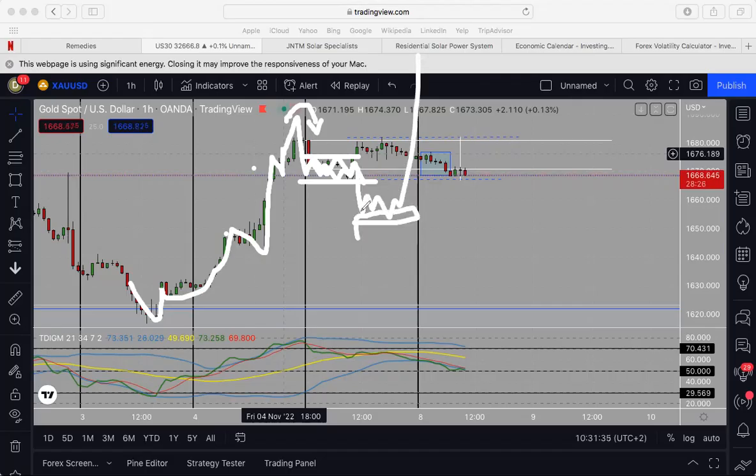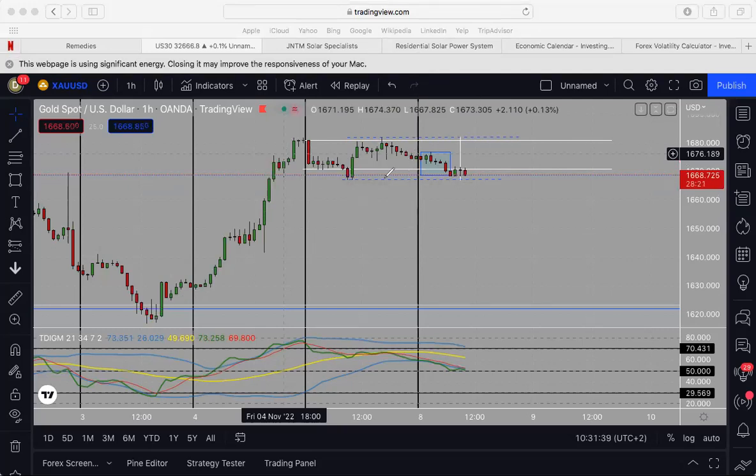So did price pull off the extremes? No, price did not pull off the extremes. Yesterday was simply just an accumulation day, waiting for that stop hunt. Was there a visible stop hunt to the low of the day or to the high of the day? In this case, we're looking for a visible stop hunt to the low of the day. No, not as yet, guys.